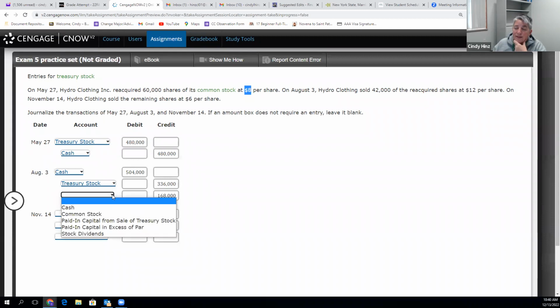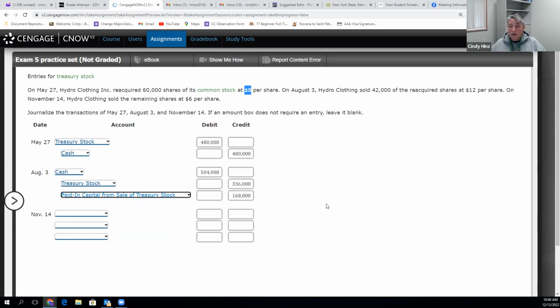But because this is a treasury stock transaction, we are simply going to record it on the balance sheet as an increase to our equity. And so this is an additional paid-in capital account or contributed capital account related to the treasury stock.